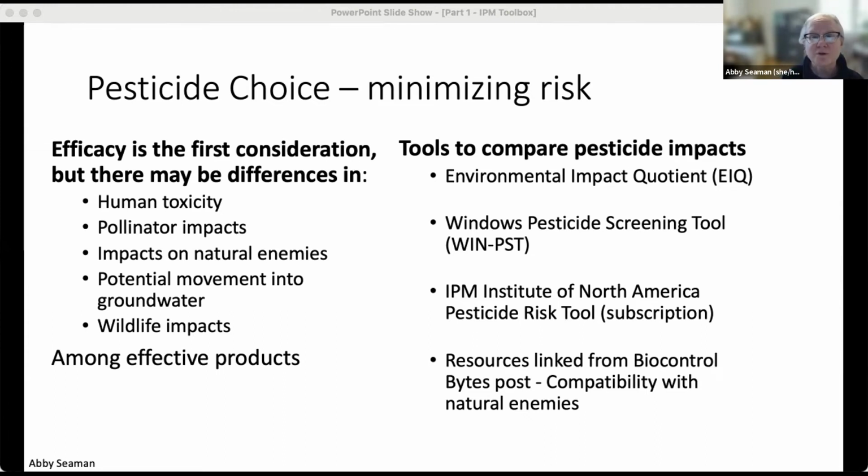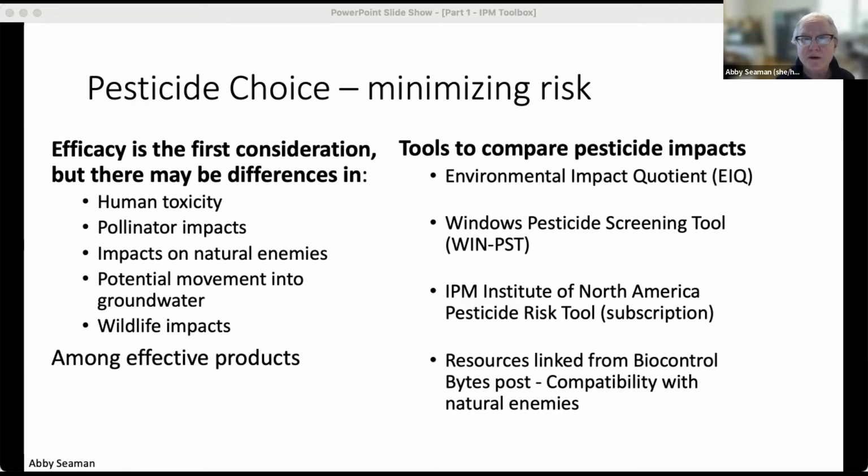So there are a few tools for comparing pesticide impacts. One is called the environmental impact quotient, and that is something that was developed many years ago within the New York State IPM program. And there is a calculator for environmental impact quotient for different pesticides on the New York State IPM website. And the EIQ values for a given product are also included in the Cornell guidelines for commercial vegetable production.